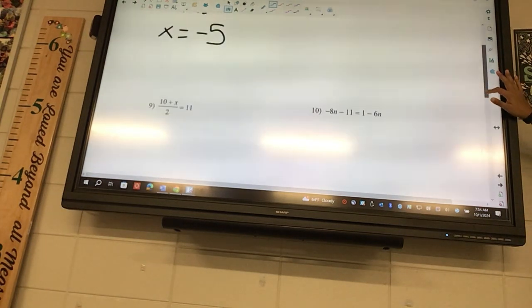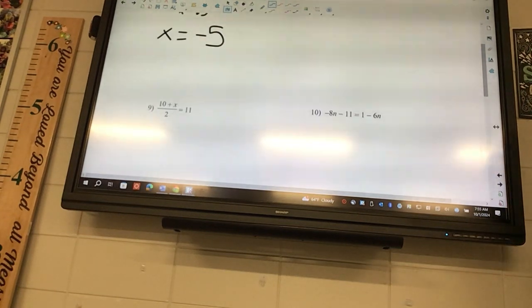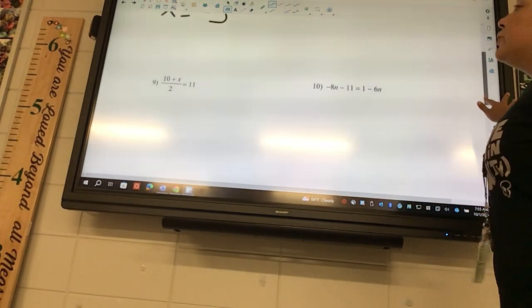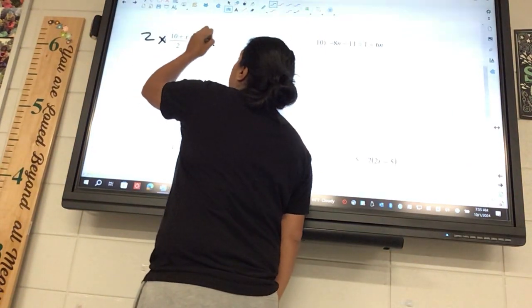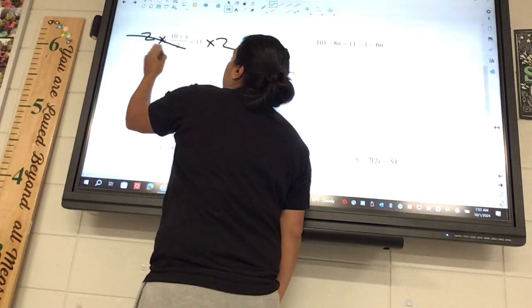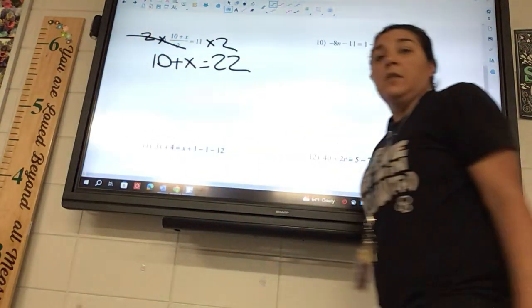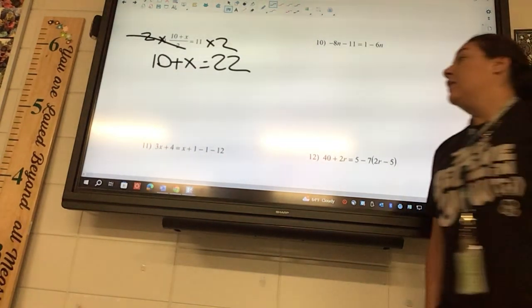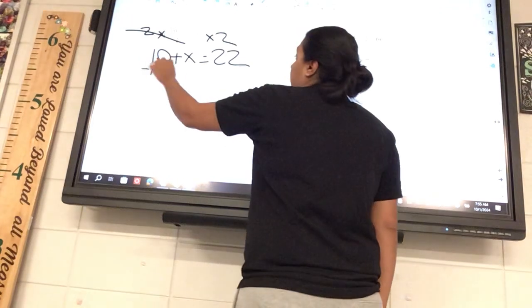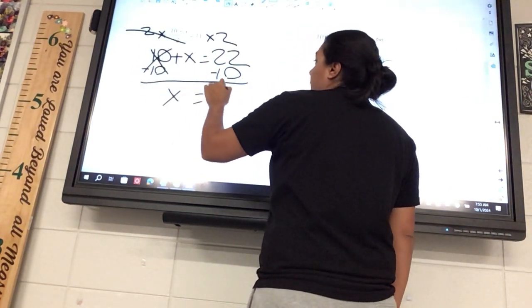Okay, 9. Who needs moved first? The 2. Okay, so we got a times 2 on both sides. Okay, so I got 10 plus x equals 22. And then what? Then move the 10. And it's going to be 12.